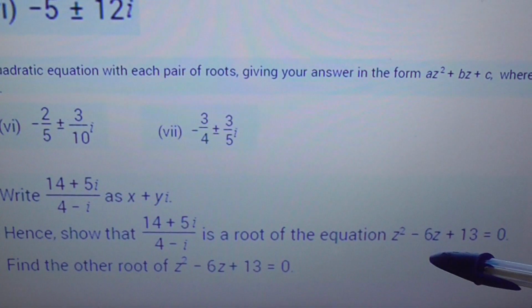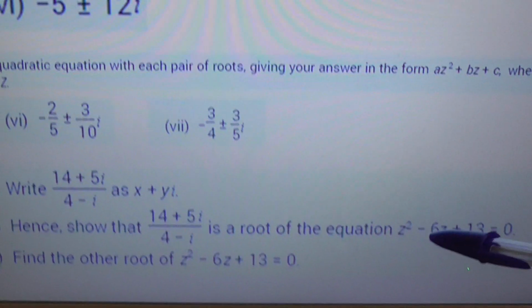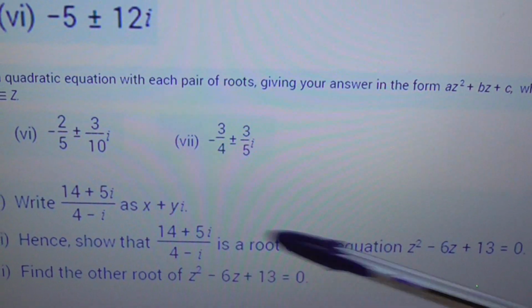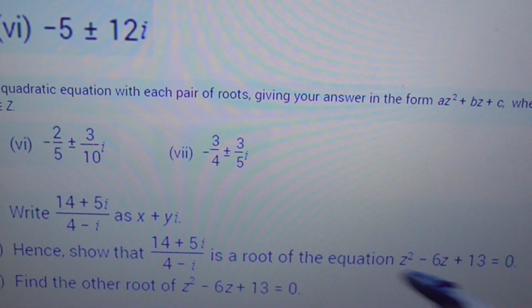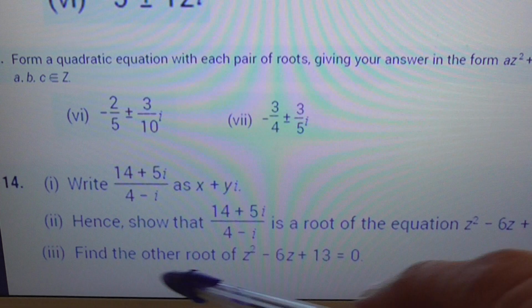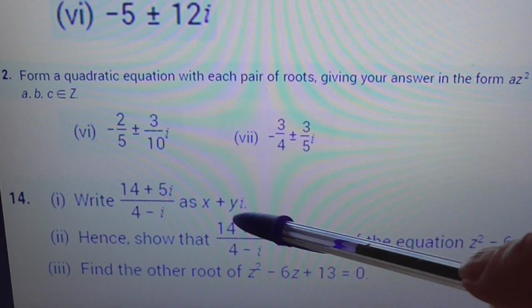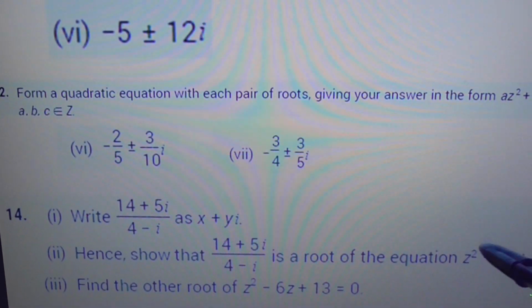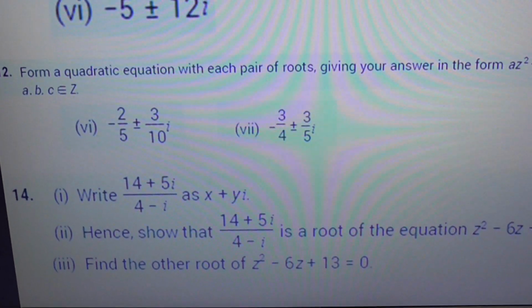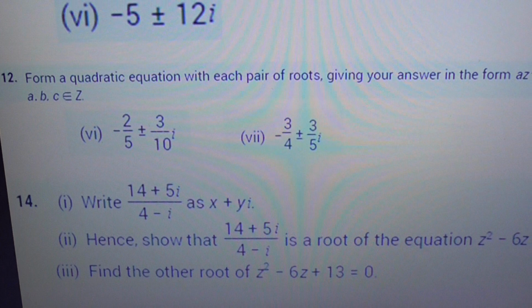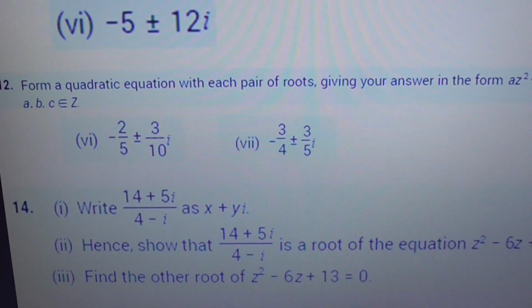If something is a root of something, it should sub into it and solve it, shouldn't it? So you'll go off and sub in and you should get 0 equals 0. Part 3 then says, find the other root. Well, if whatever you get here is a root of that, and remember what I said already about the conjugate root theorem? Well, the conjugate should also be a root. So you could just sub in the conjugate.